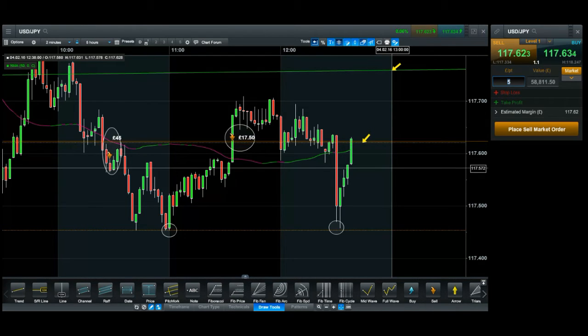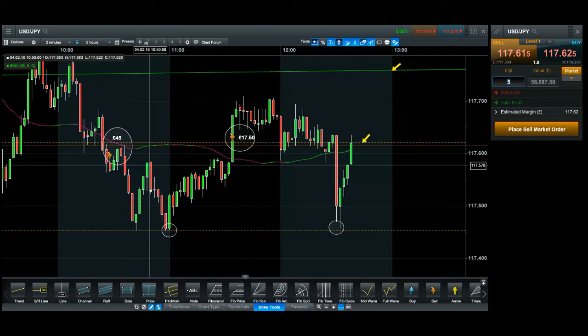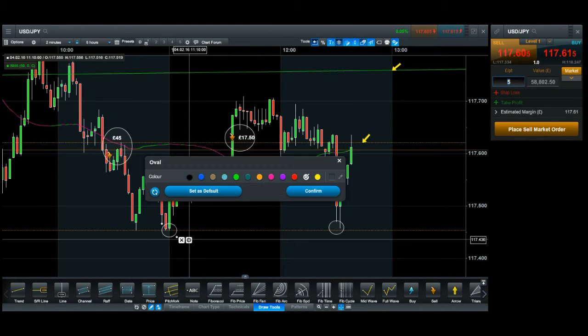Okay, just have to wait. Ooh, it's going to climb higher now. Okay, well, it seems like the price does respect the strong red candle there. Just have to wait a little bit longer. You've got to be patient when you're trading this.